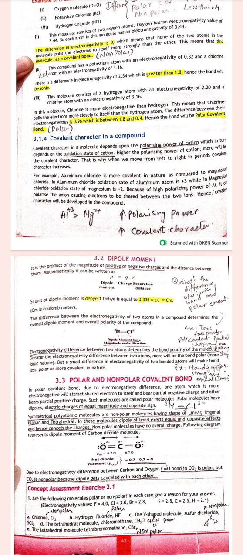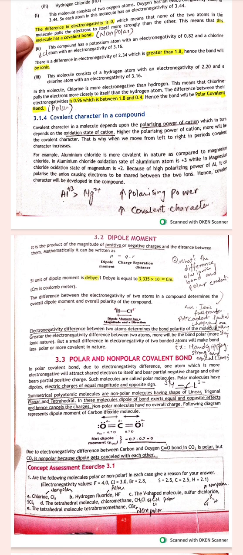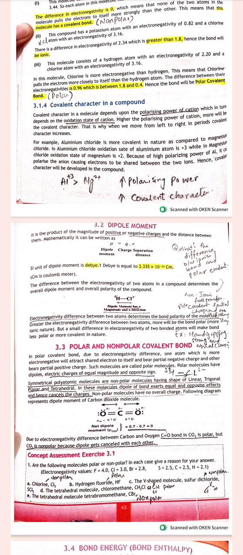So we can use electronegativity differences to predict the bonding nature of a molecule. The third one is hydrogen chloride. It contains hydrogen and chlorine. Hydrogen has an electronegativity of 2.20 while chlorine has 3.16, so chlorine is more electronegative than hydrogen. The difference is 0.96, which is between 0.4 and 1.8, so the bond will be a polar covalent bond.